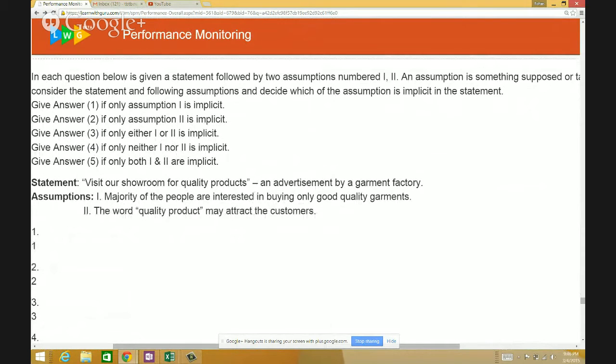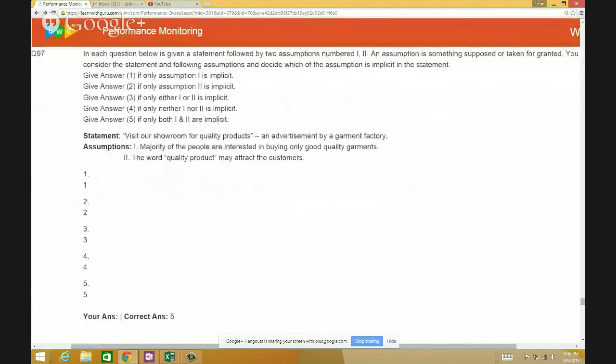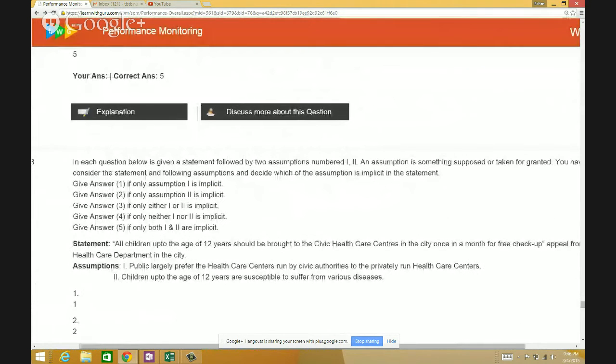So understand? Only is not really eliminated every time. You can have only if the set itself has been minimized. So majority can be anything. Majority can be 60%, 50%. Anything beyond 50% is majority, okay? That's precisely it. Word quality product may attract customers. Yes, they are using that. So both are implicit.